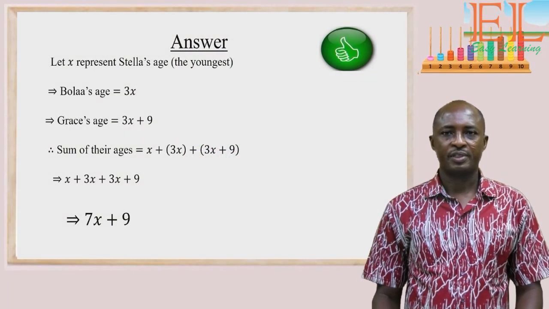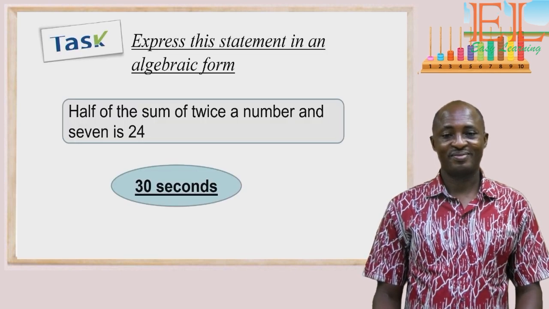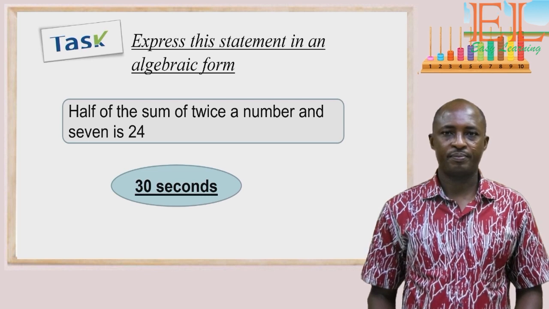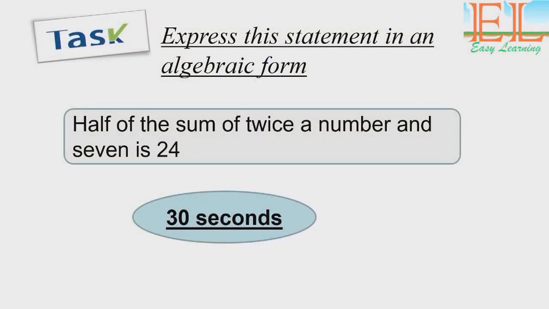Again, let's take another task. Express this statement in algebraic form. Half of the sum of twice a number and 7 is 24. 15 seconds.